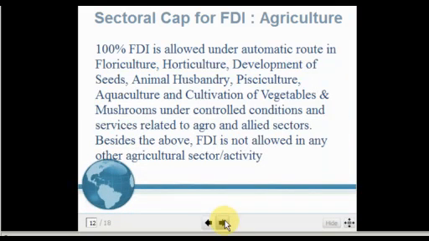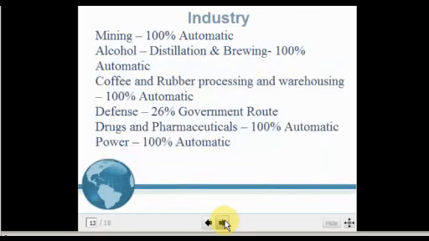So now let us discuss in FDI how much it is allowed in each sector. So FDI is allowed in sectors based on caps. For example, for agriculture, 100% FDI is allowed under the automatic route in floriculture, horticulture, development of seeds, animal husbandry, or related activities. FDI is not allowed in any other agricultural sector activity other than the activities mentioned here.